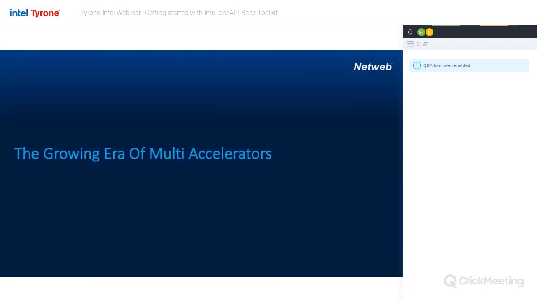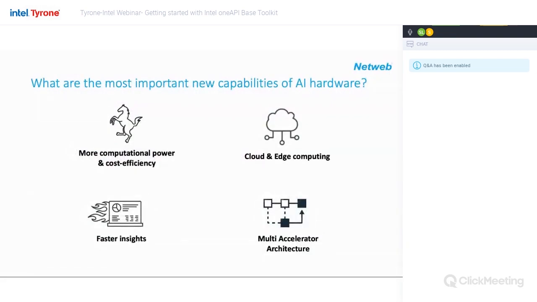Right. So let me talk about oneAPI. Before that, let me talk about some things on what is happening on the multi-accelerator side. Today, one accelerator is not enough. We need more computational power and also cost efficiency today. And then we need cloud and edge computing, basically. We need to have a different strategy for both of them. Faster insight is a no-brainer. Everybody needs very, very fast insight, and this is a game which is being played, and we still need even faster insights.